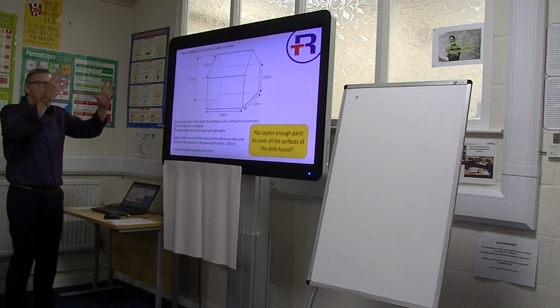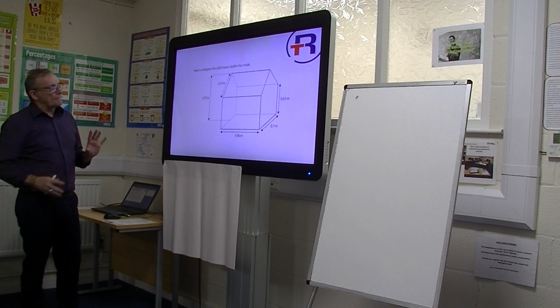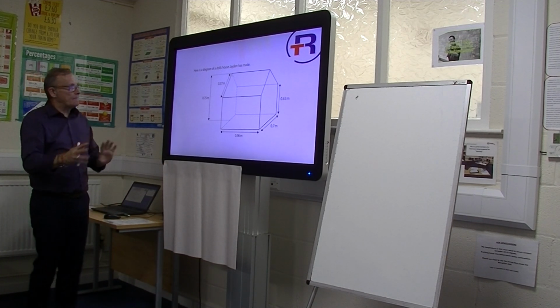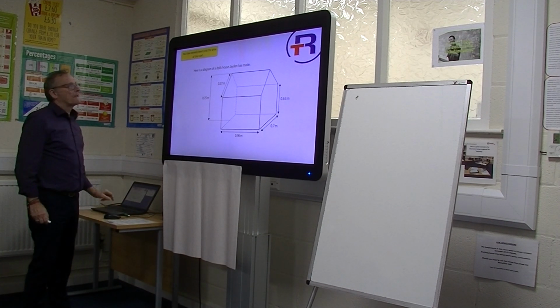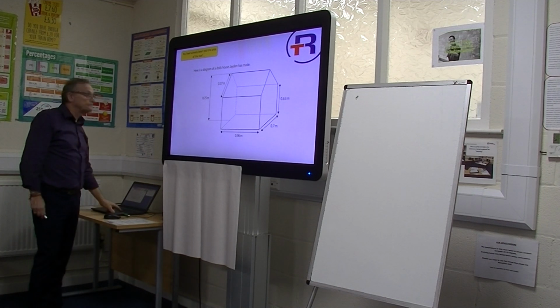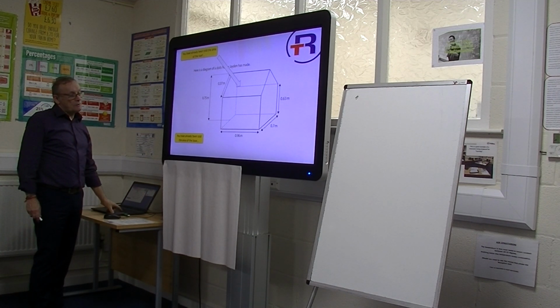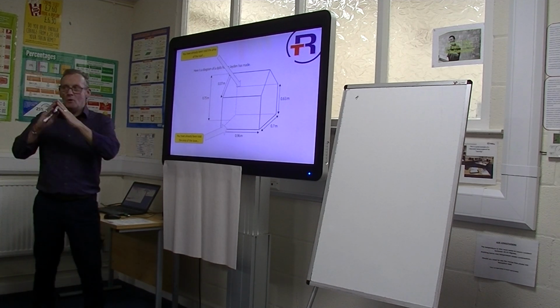Okay, let's break this question down. So that's the diagram, with all the numbers on it. What do we need to do first? You've already been told the area of the roof. You've already been told the area of the base. So we don't need to bother working those two out.